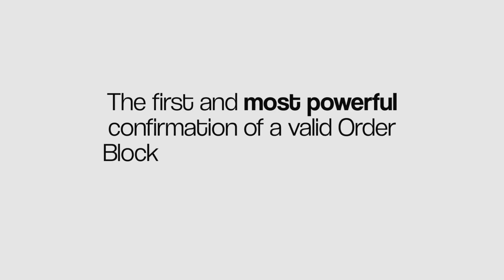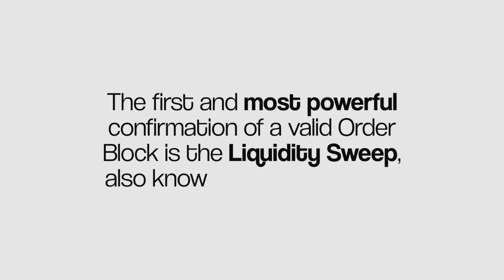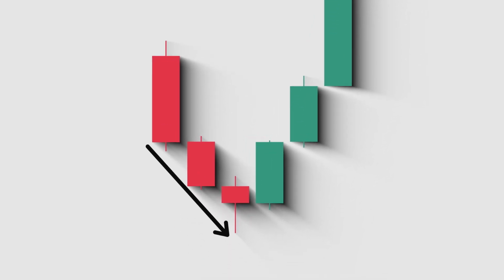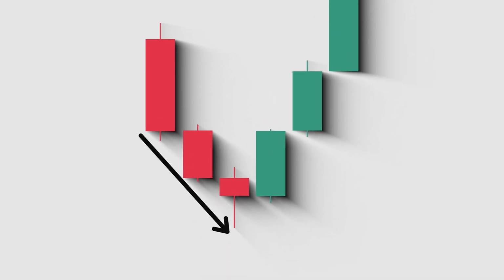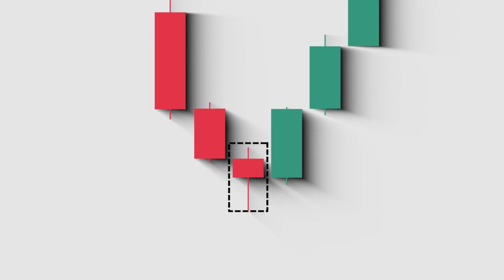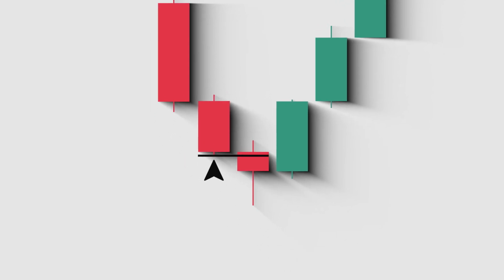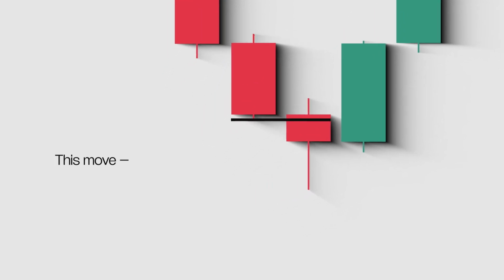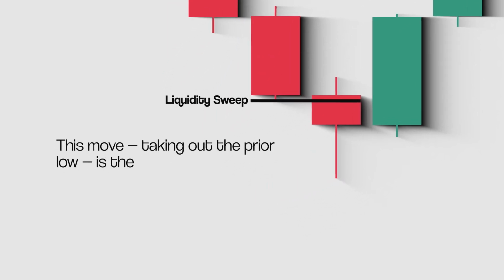The first and most powerful confirmation of a valid order block is the liquidity sweep, also known as the takeout. Here's how it forms. You observe price moving downward, forming several consecutive bearish candles. Then something important happens. The final bearish candle breaks the low of the previous candle and immediately reverses upward. This move, taking out the prior low, is the liquidity sweep.